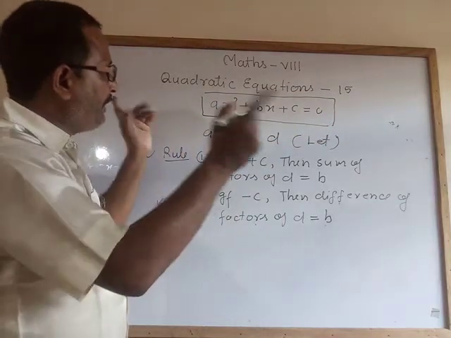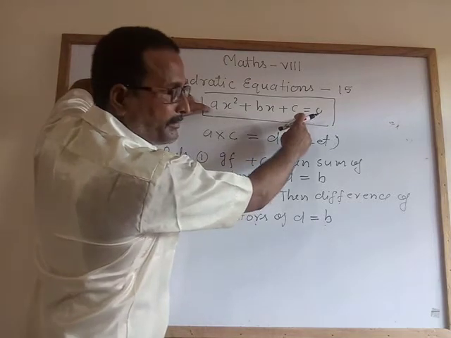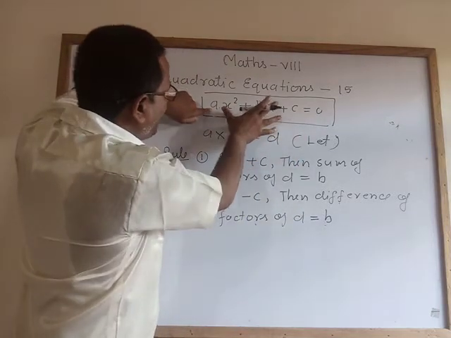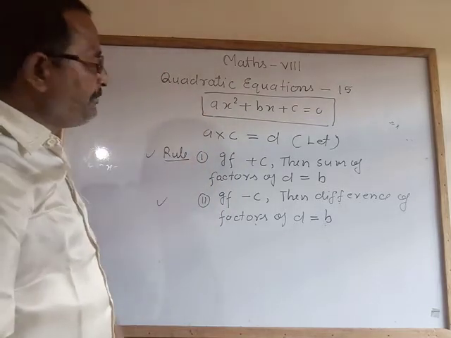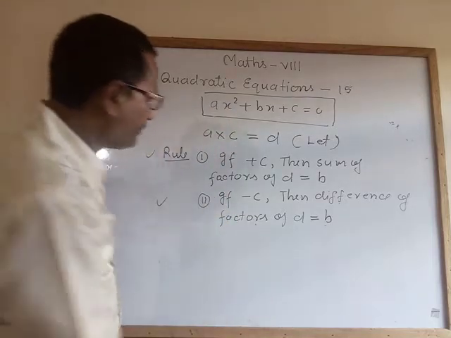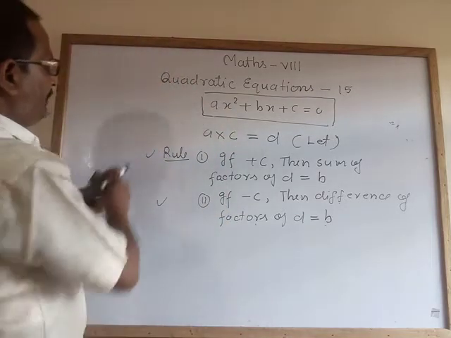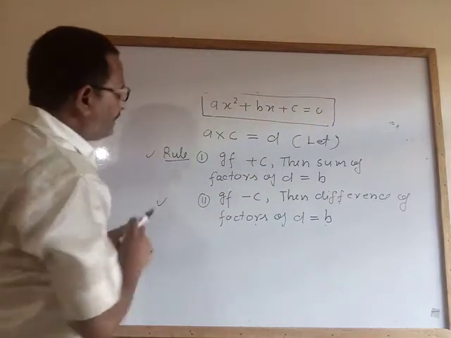You have to solve and make that equation into standard form. When the equation comes in standard form, then you apply this rule, and then you easily find the solution. A quadratic equation has two solutions. Now see some questions I am going to explain here.